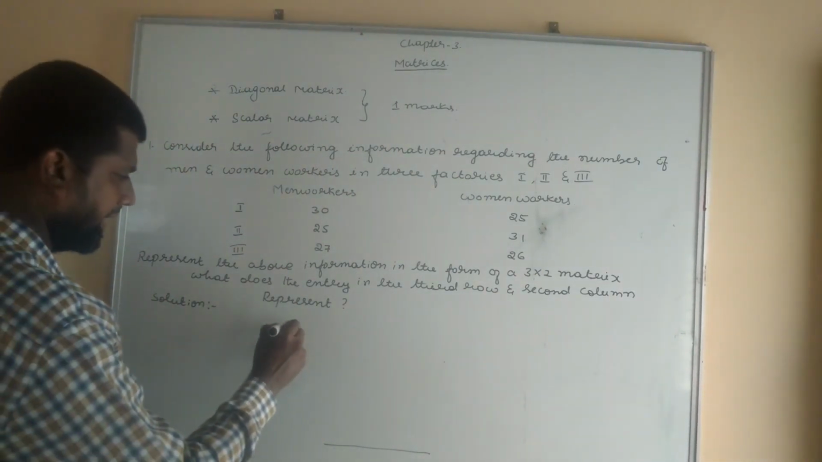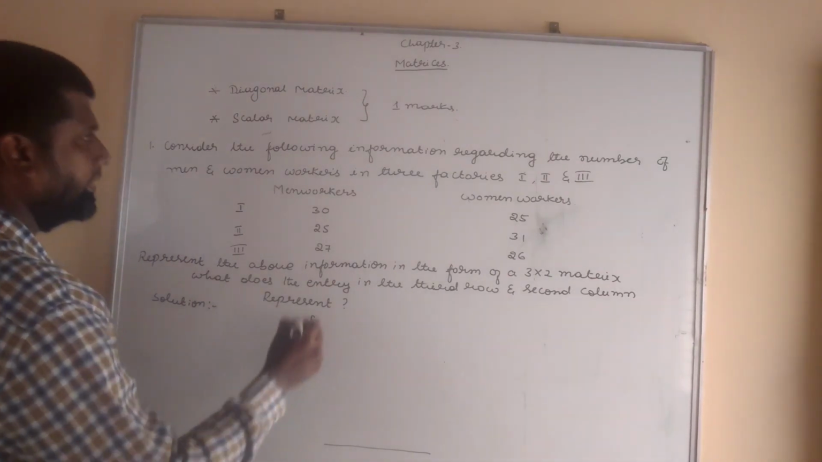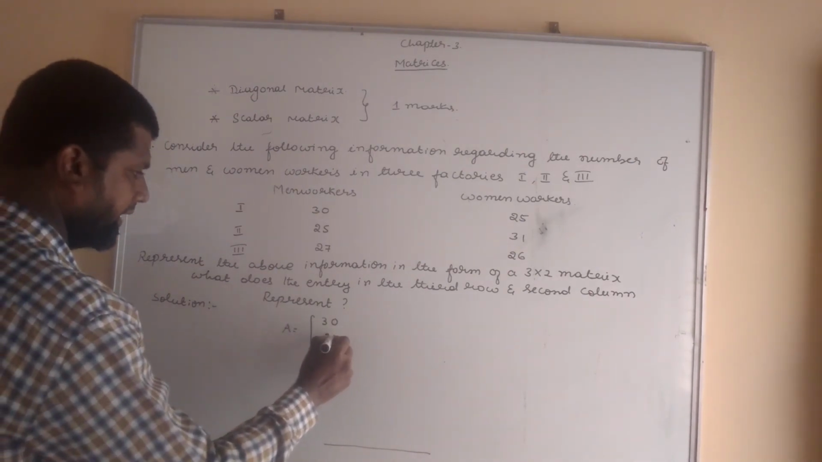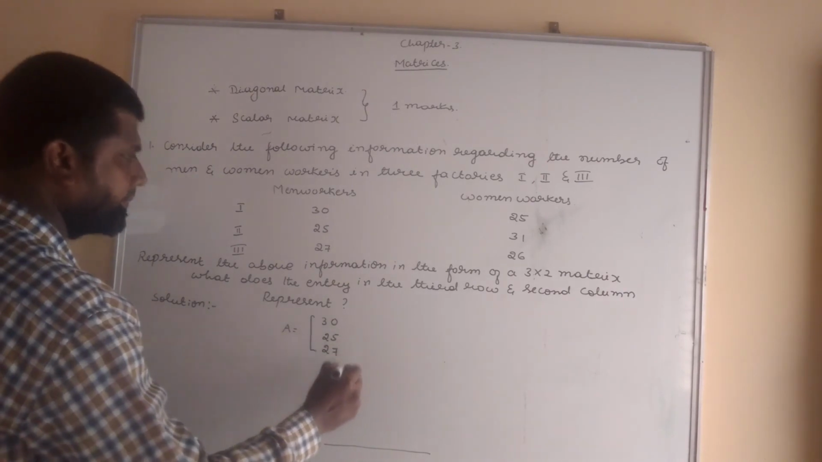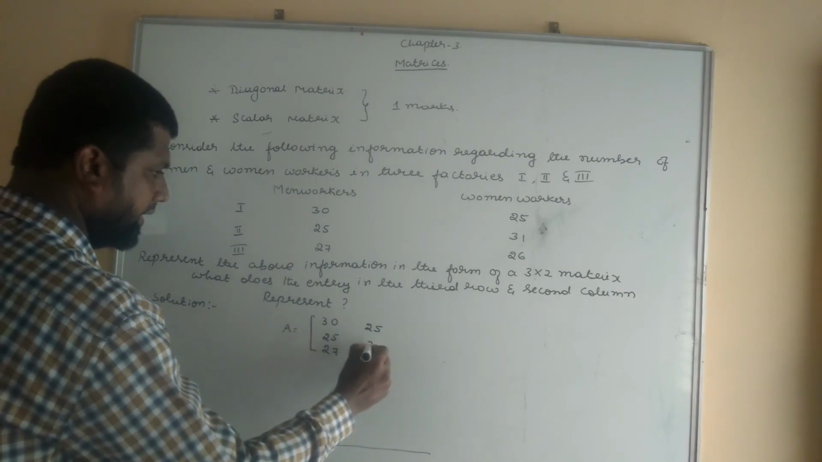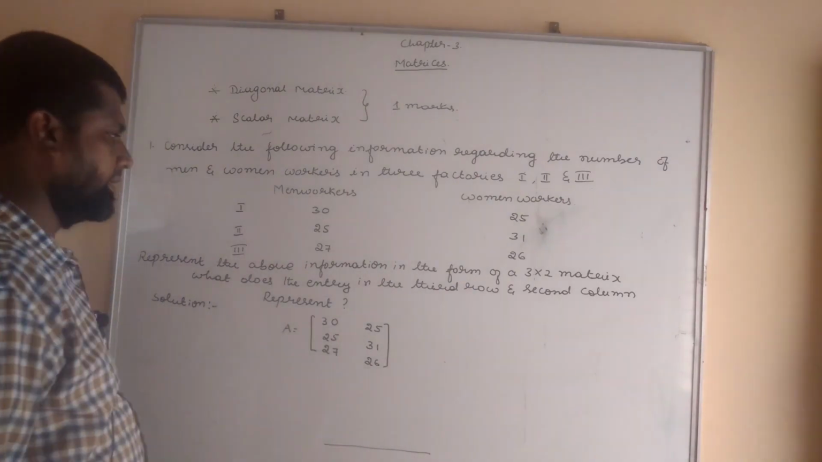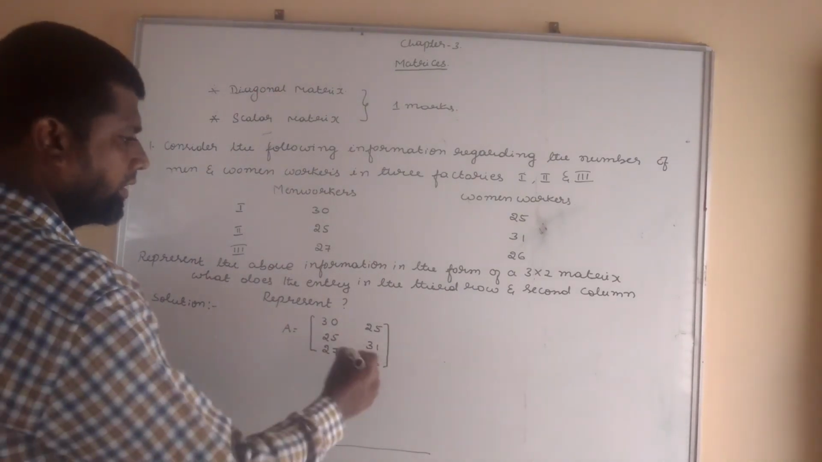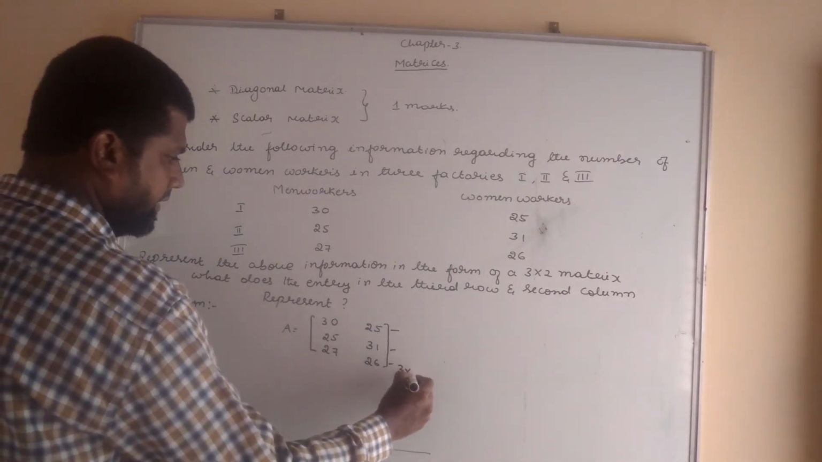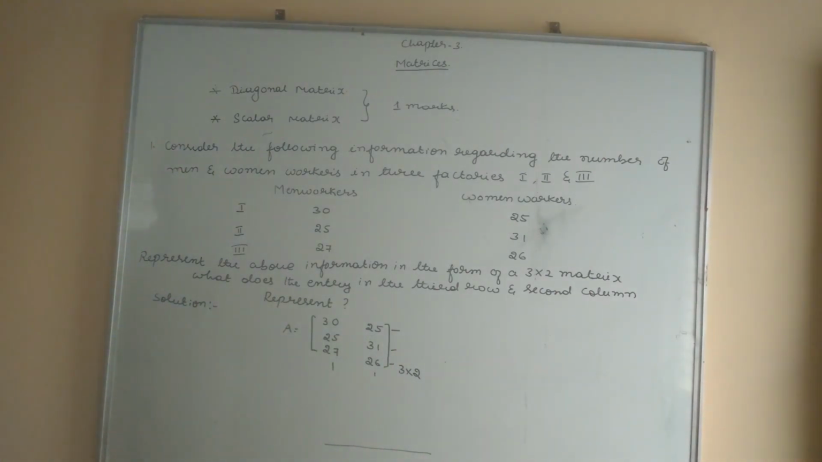So let us represent the matrix. Matrix is denoted by capital A. Let us write the men workers 30, 25, 27. Then women workers 25, 31 and 26. So I have written it in the matrix. Then the order of the matrix: 3 rows are there and 2 columns are there. So this is the order of the matrix.